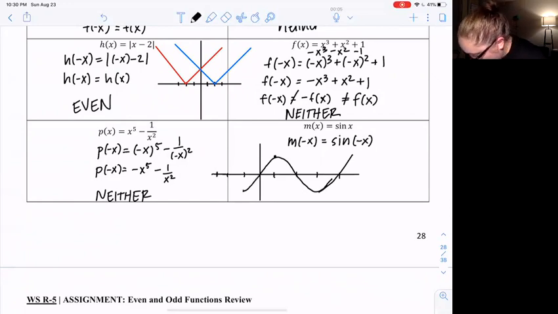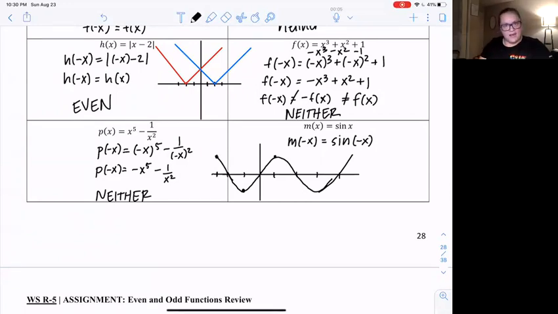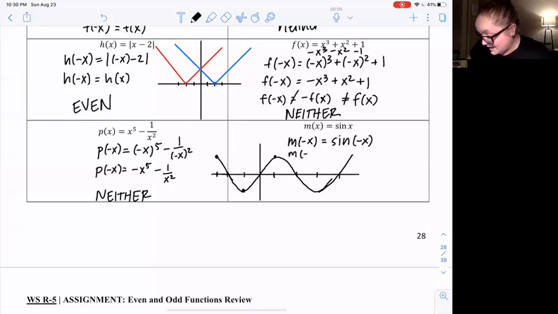Negative pi over 2 appears to give us negative 1. Negative pi still gives us 0. And negative 3 pi over 2 gives us the positive value. So what we get here is that m of negative x actually gives us the negative sine of positive x. And so this would be an odd function.